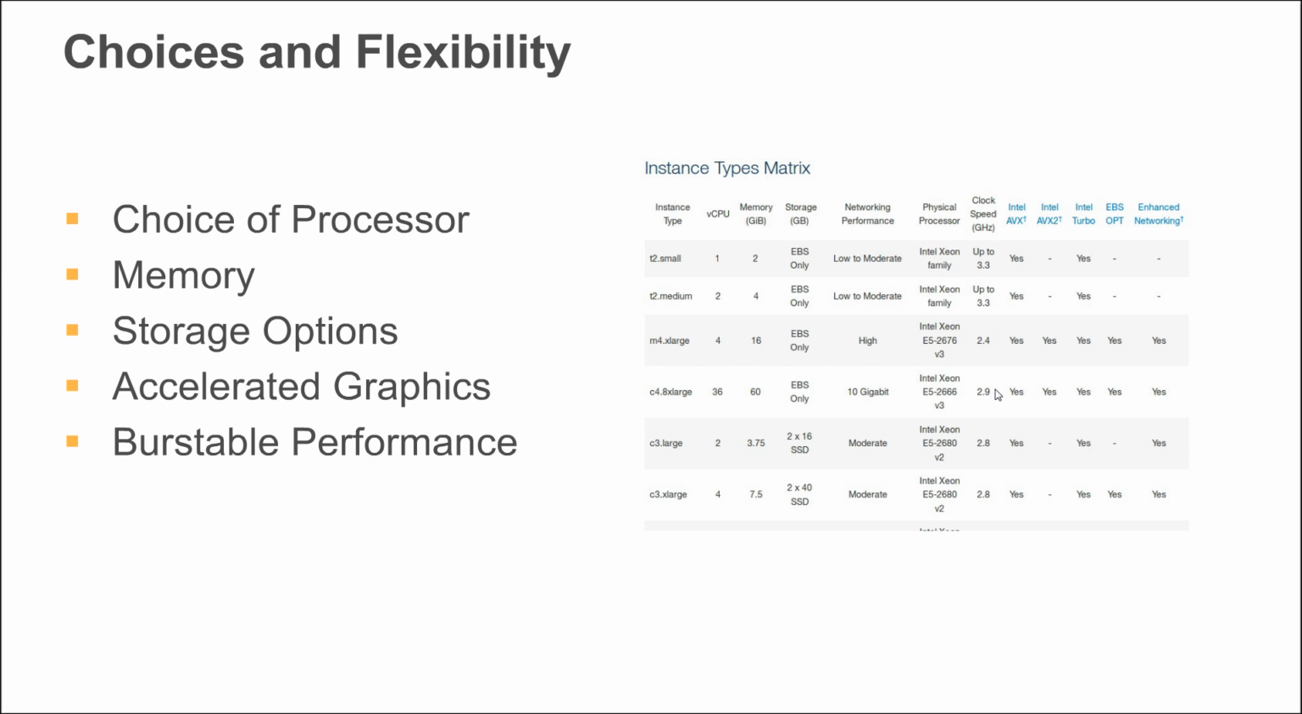And what this means for you is that today you have a lot of choice and a lot of flexibility when you go to launch your instances. You have the ability to pick what type of processor you want, whether it's Sandy Bridge or Haswell or Broadwell. You get to choose how many cores it has, how much RAM you need, whether you need accelerated graphics or not. You get to choose all of the things that go into picking the right instance for the right job.